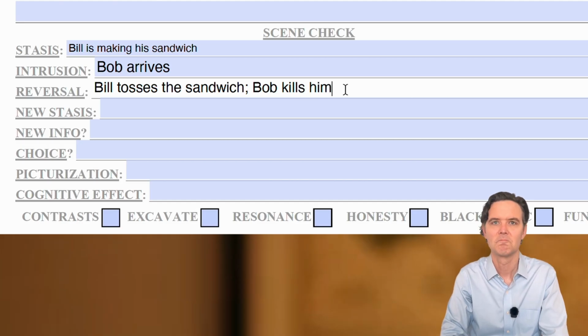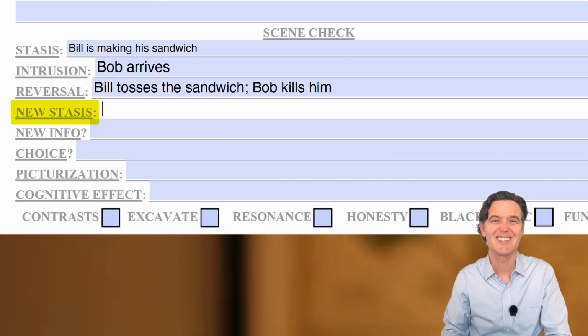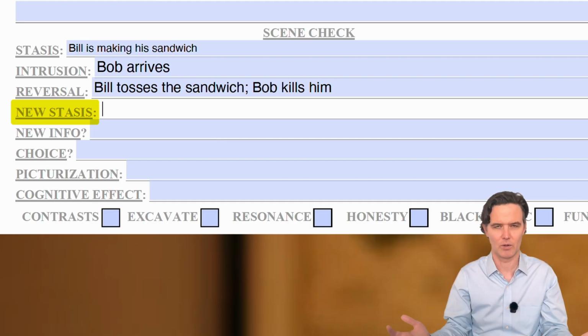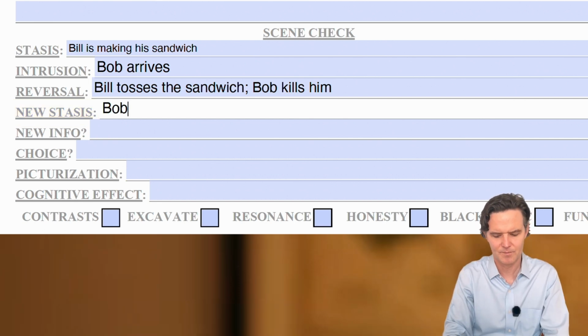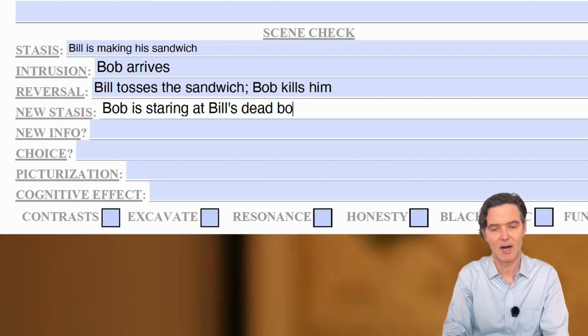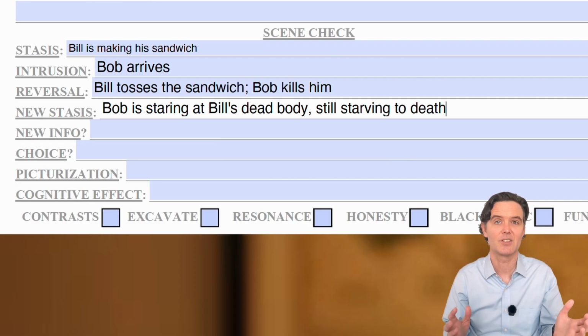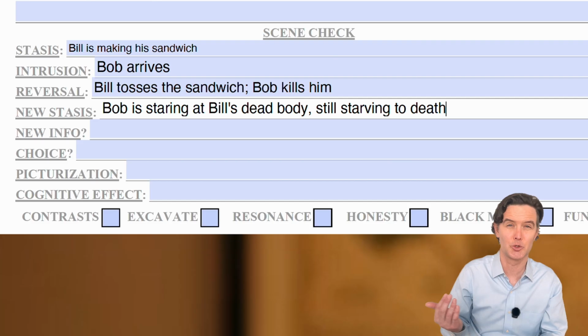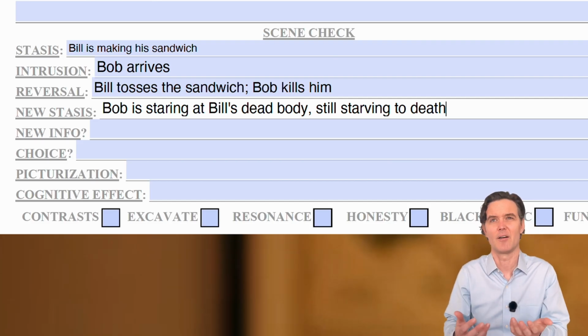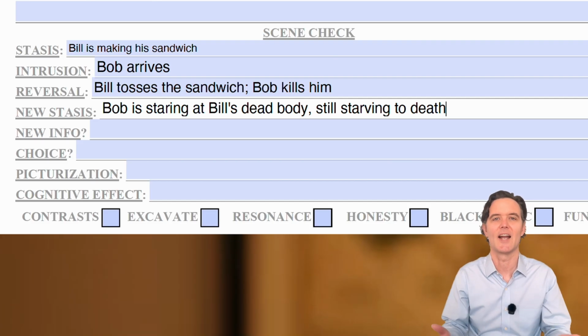Interesting. So the new stasis is the new equilibrium that has been established by the end of this scene. So Bob is staring at Bill's dead body, still starving to death. Now we have a stasis for our next scene, and we just have to figure out, well, what's going to intrude: a decision, an event, an appearance to create the next scene.